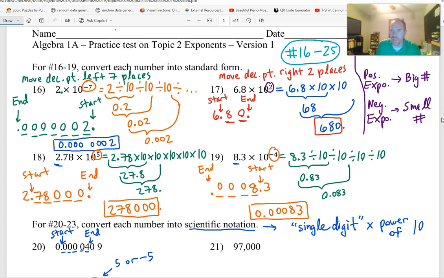But I remember something from the previous section where we talked about a positive exponent gives you a big number, negative exponent gives you a small number. That works both ways. So if number 20, I would say that's a small number.